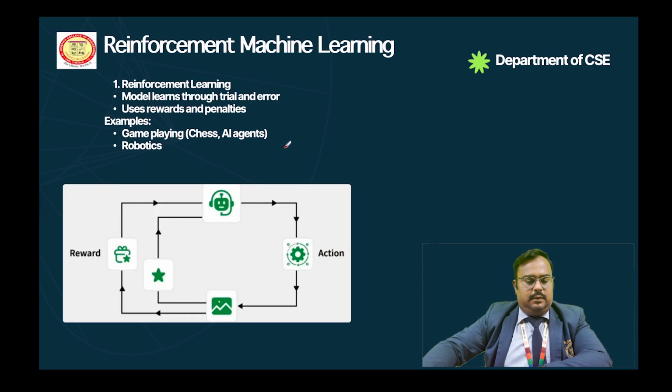Next one, reinforcement machine learning. In this, the model learns through trial and error. It uses rewards and penalties. For example, game playing, which means chess or any AI agents.